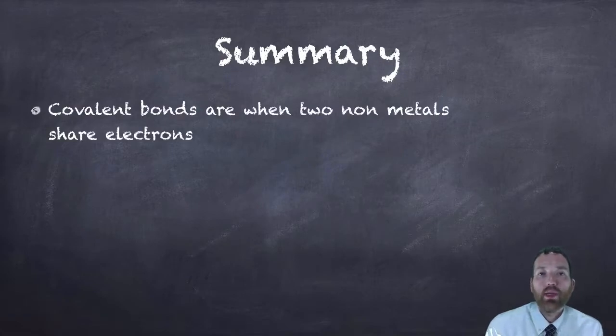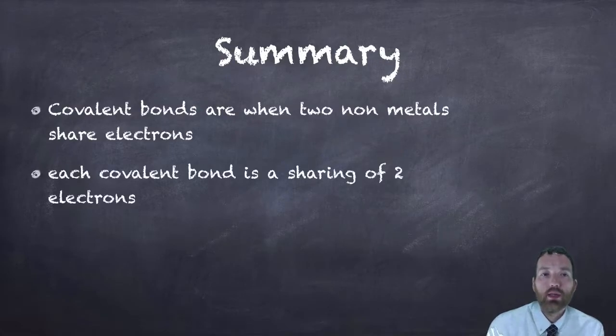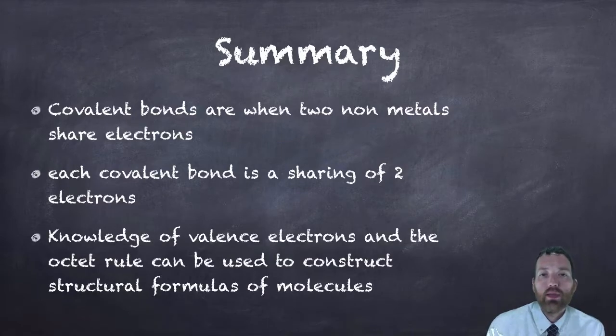So remember, covalent bonds are when 2 nonmetals share electrons. Each covalent bond is a sharing of 2 electrons. Knowledge of valence electrons and the octet rule can be used to construct structural formulas of molecules. Now, sometimes this is really easy, like in the water example. Sometimes this is a little more complicated, like in the carbon dioxide example. In the next couple of videos, I'm going to show you a little trick, a little shortcut that will help you to determine how many bonds you need to draw. We still need to think about numbers of valence electrons and drawing our dot diagrams correctly, but with this little trick that I'll teach you in the next video, this will become a lot easier.